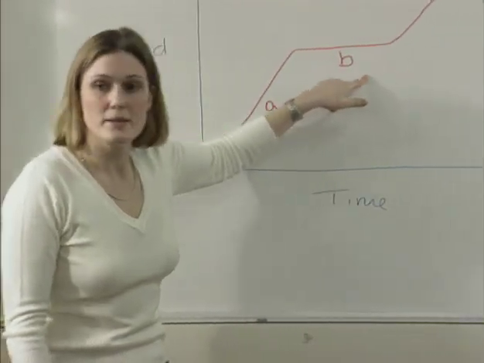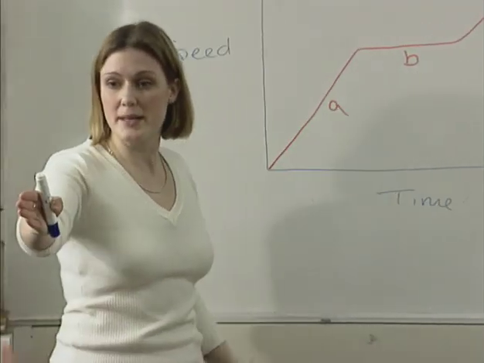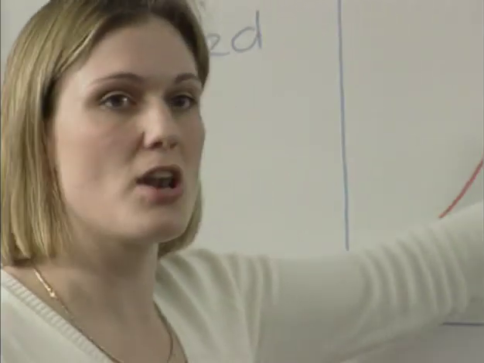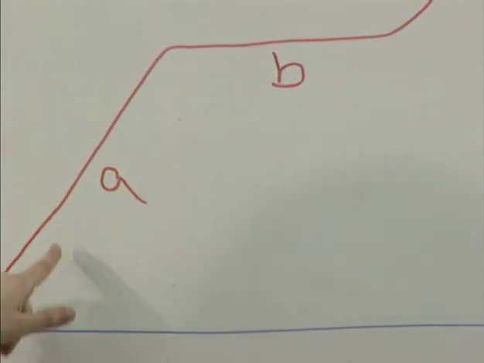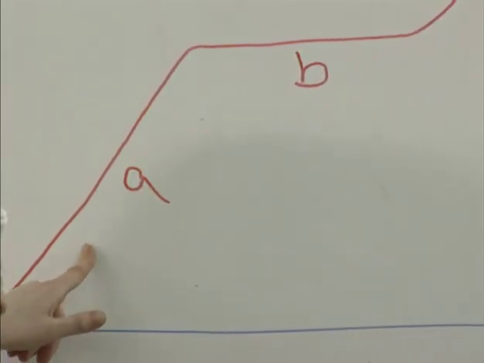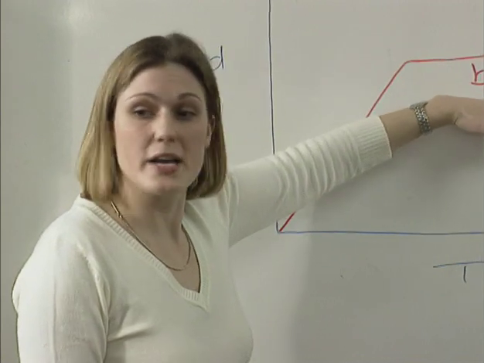What about B? What have I got going on at B? Megan? Normal speed. What do you mean by normal? A bit slower. Who agrees with Megan that here it's slower? Am I going slower here than I was here? Jason? You're staying at the same speed. Good, excellent. Here I'm going at the same speed.